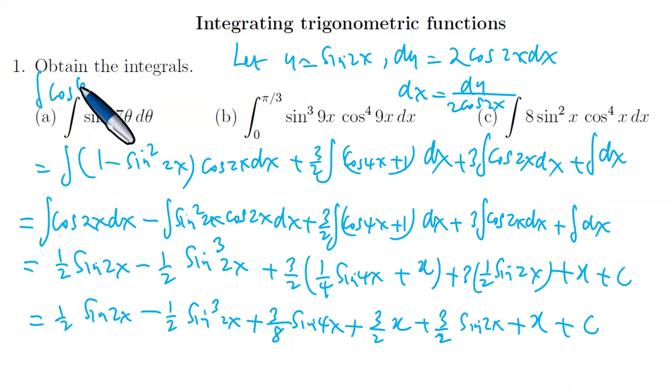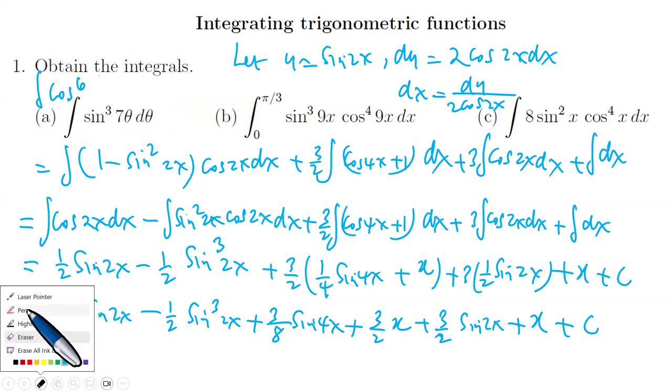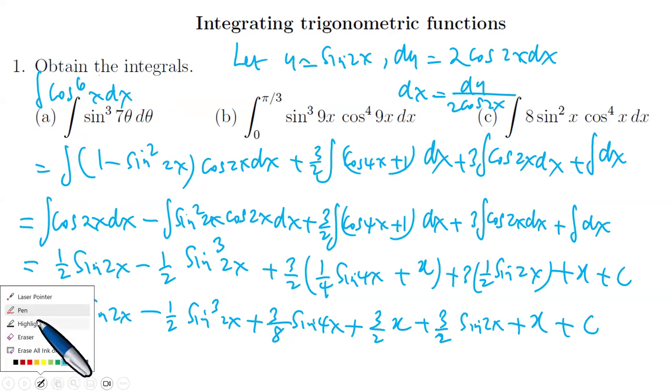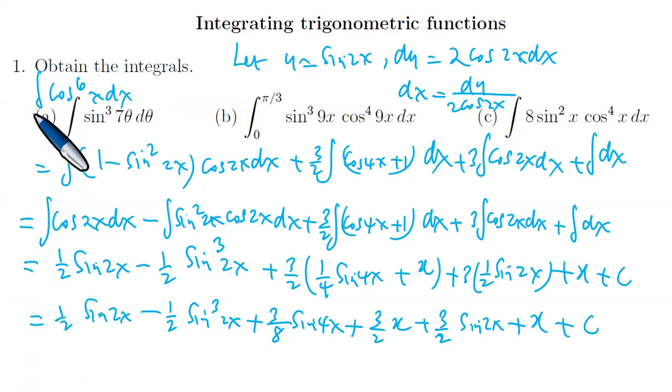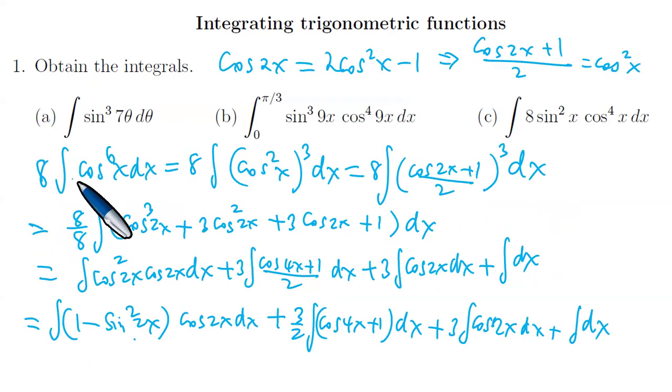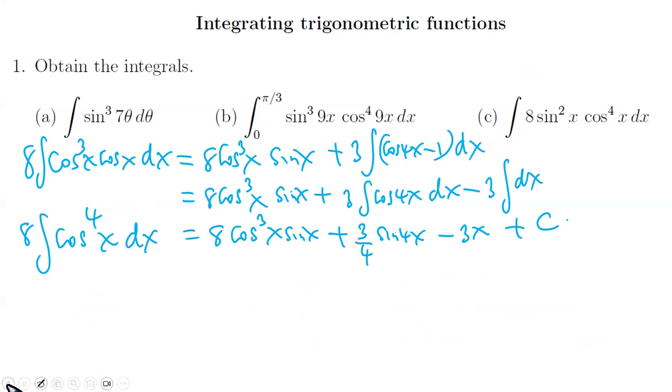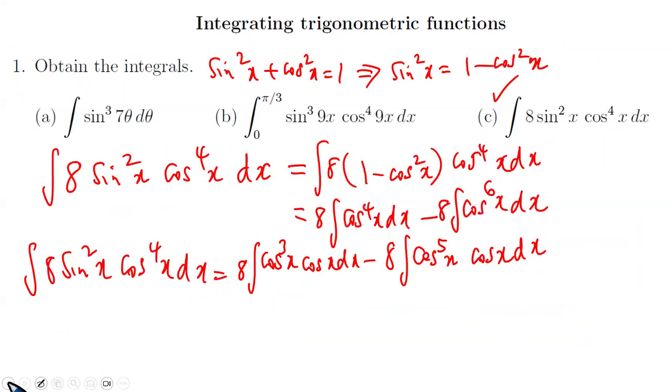The integral of cosine to the sixth power of x dx. We remember, and we have put 8 here. So when we put the 8 in front, the 8 disappeared by cancellation. So we are back to the question.